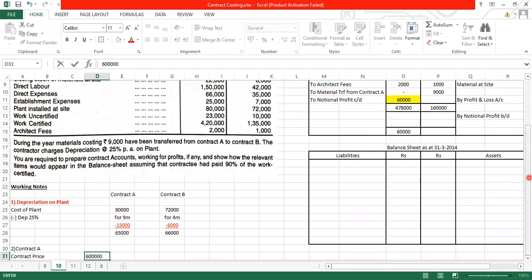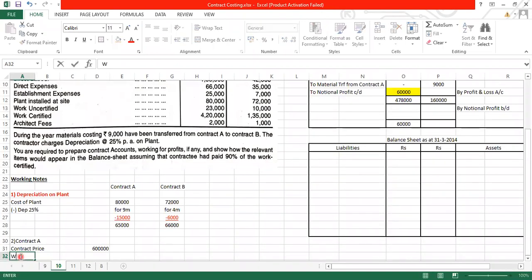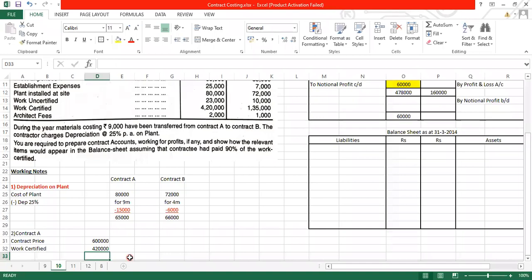Work certified is how much? 4 lakh 20. So in the second line, just write down, find out the amount of the work completed. That is a percentage of the work completed.